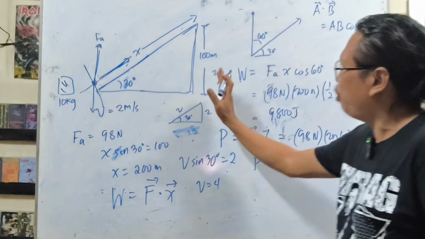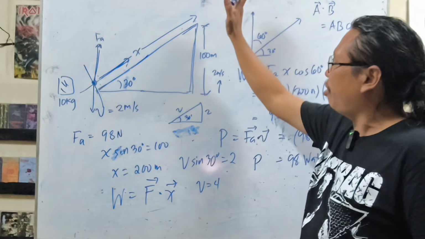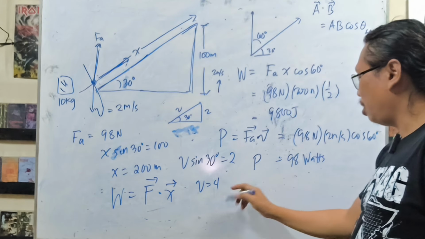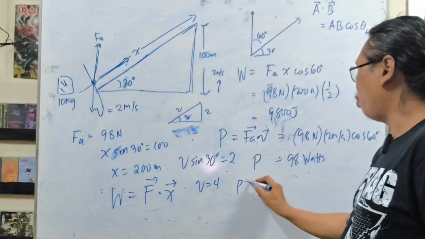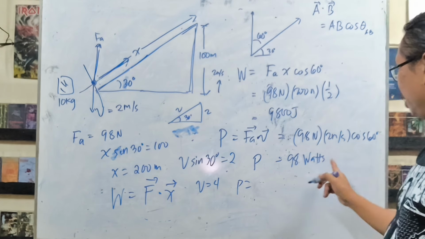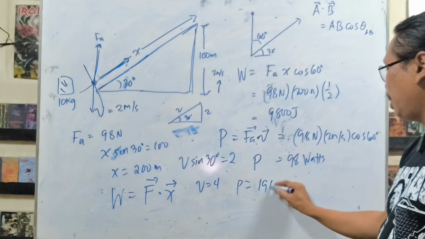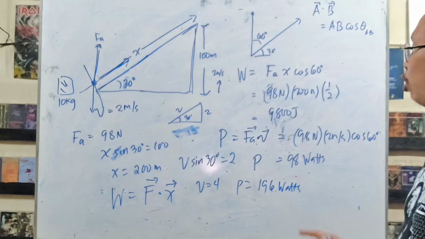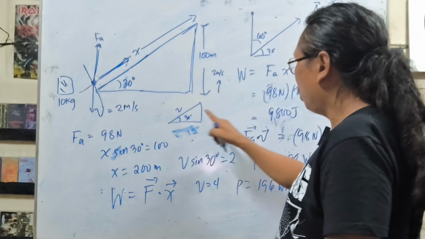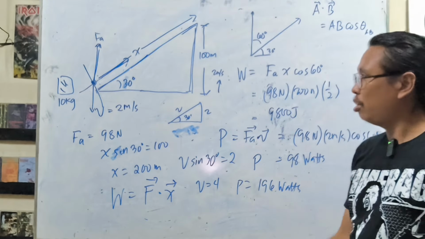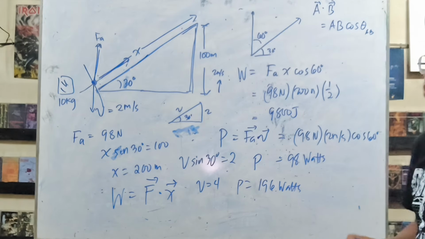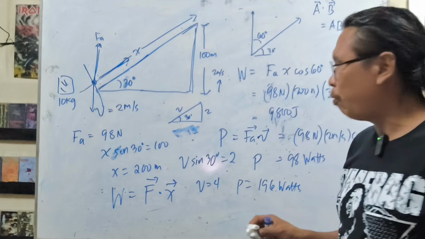So if that's the case, if you ascend by 2 meters per second, the power would be 98 times 4 times 1/2. That would be 196 watts. It's twice because you will need to travel at 4 meters per second to accomplish that. Okay, so suppose you are curious, what is the work done by the gravitational force?